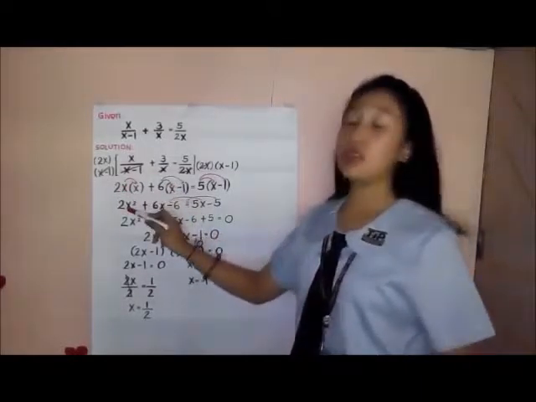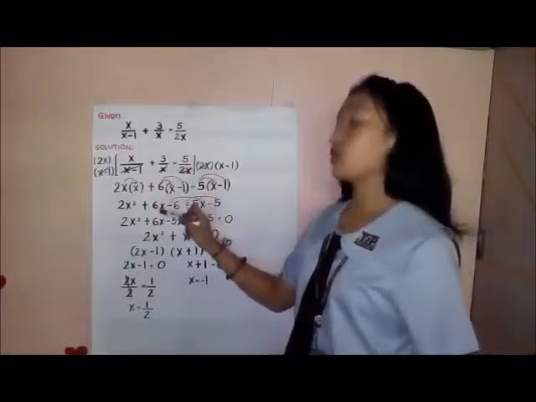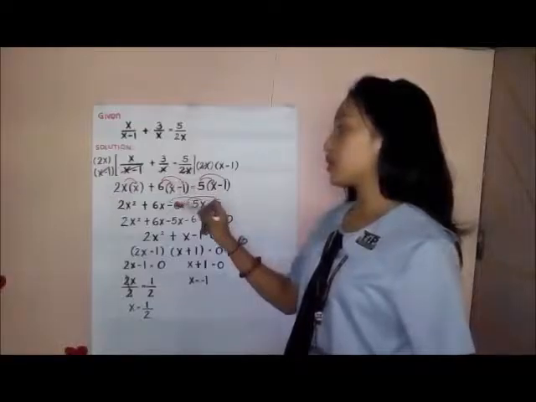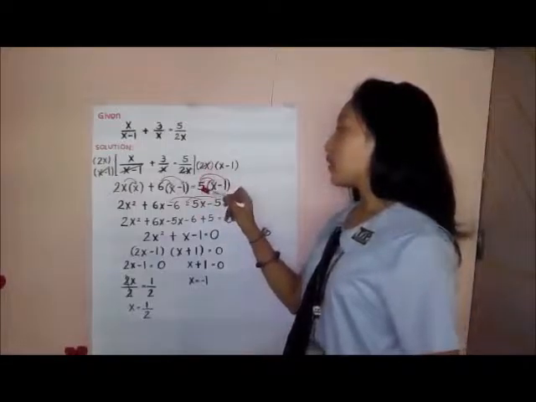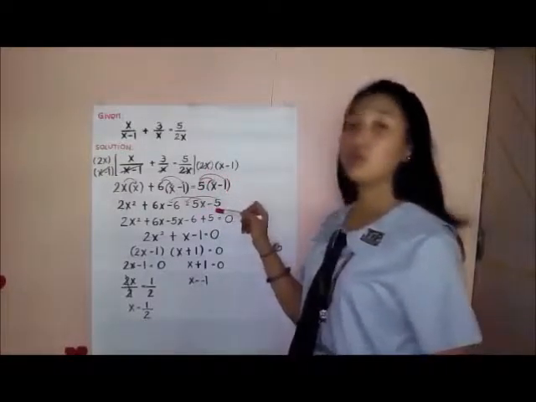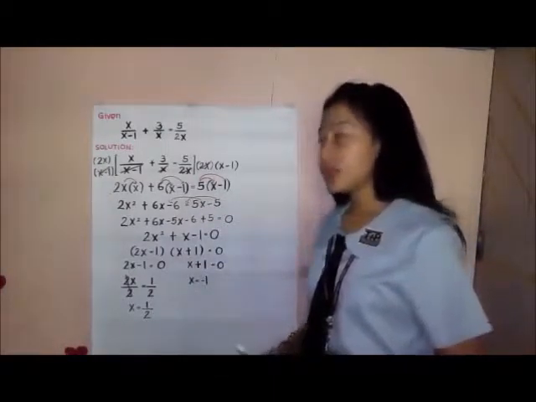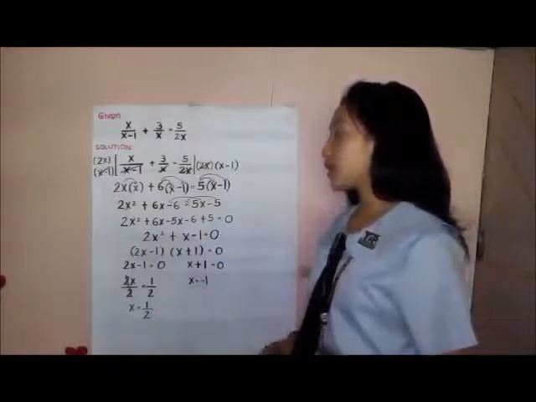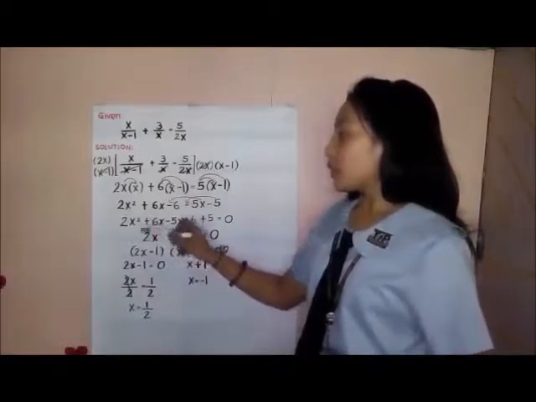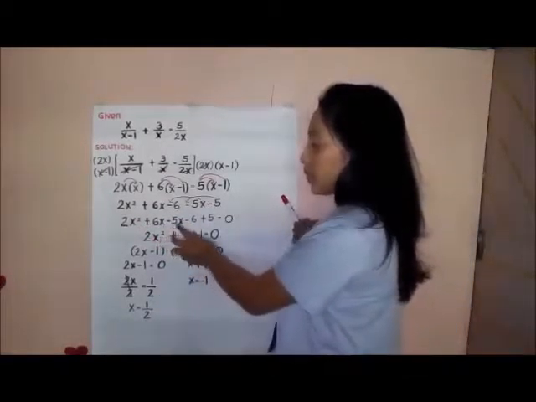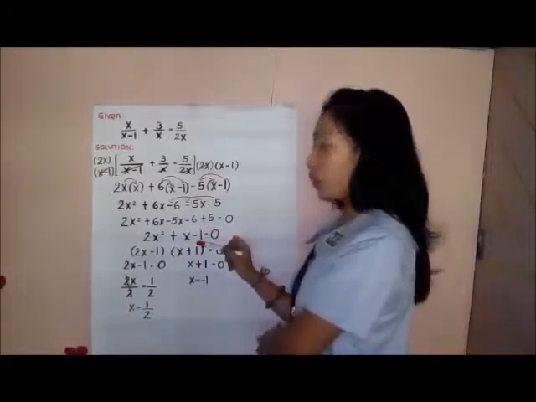2x times x is equal to 2x squared. 6 times x is equal to 6x. 6 times negative 1 is equal to negative 6. 5 times x is equal to 5x. 5 times negative 1 is equal to negative 5. Using APE, ililipat natin ang mga kaparehas na like terms. 2x squared plus 6x minus 5x minus 6 plus 5. 2x squared, 6x minus 5x is equal to x. Negative 6 plus 5 is equal to negative 1.